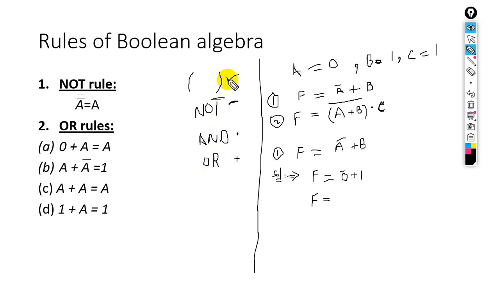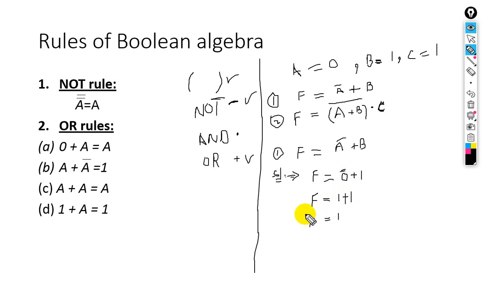So in this case we have no brackets, so we have a NOT operation and an OR operation. Before the OR operation we should solve the NOT operation. So how will we solve? First we should convert this 0 to 1 because this is a NOT operation, then the OR operation gives 1. So now the final result will be F is equal to 1.